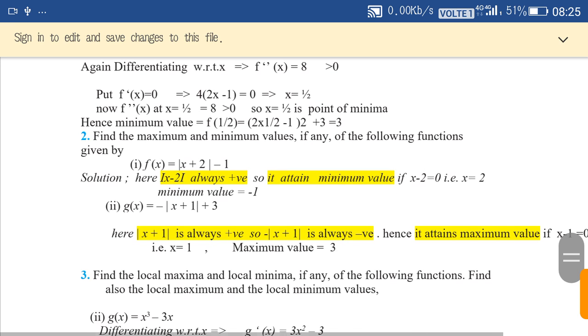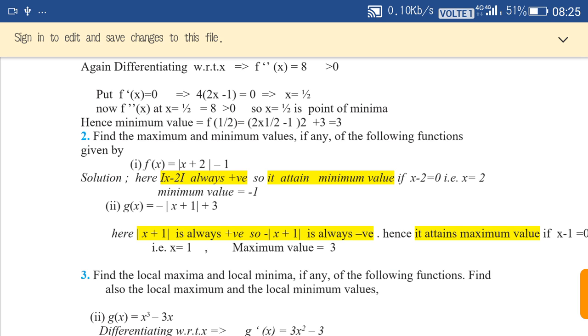Now there is question number 2. Find the maximum and minimum values if any of the following functions. I am taking one part, 2 parts. Here function f(x) is equal to mod (x plus 2) minus 1. Here we are not differentiating it, we are just judging it to get maximum and minimum value. Here mod x minus 2, mod is always positive. So mod x minus 2 is positive.